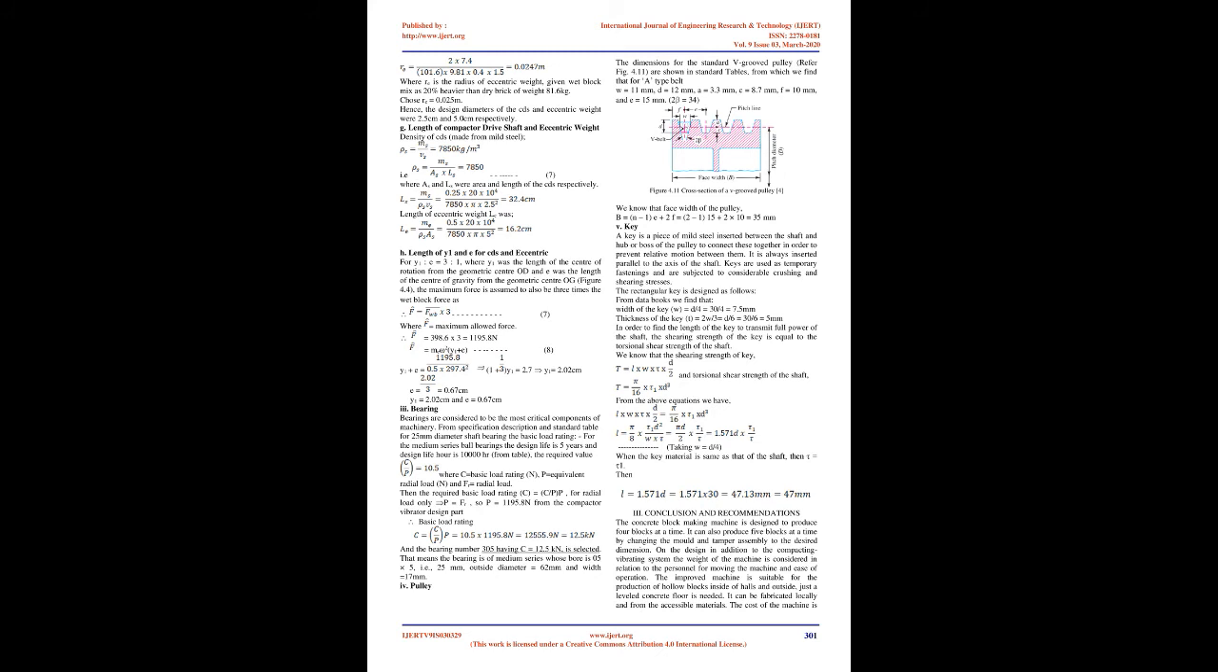Bearing. Bearings are considered to be the most critical components of machinery. From specification description and standard table for 25 mm diameter shaft bearing the basic load rating, for medium series ball bearings the design life is 5 years and design life hour is 10,000 HR. From table, the required value where C equals basic load rating, N, P equals equivalent radial load, N, and FR equals radial load. Then the required basic load rating, C, equals C/P, P, for radial load only.